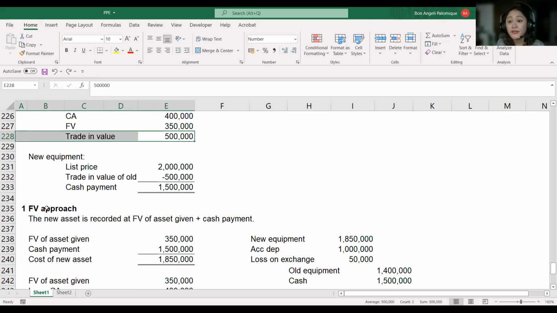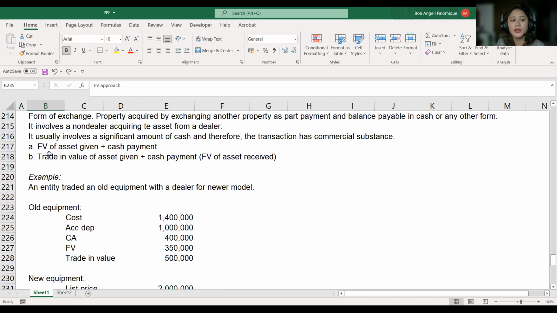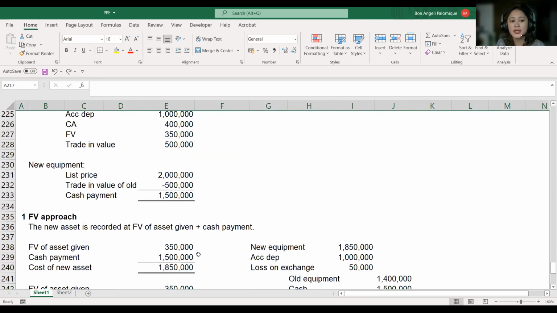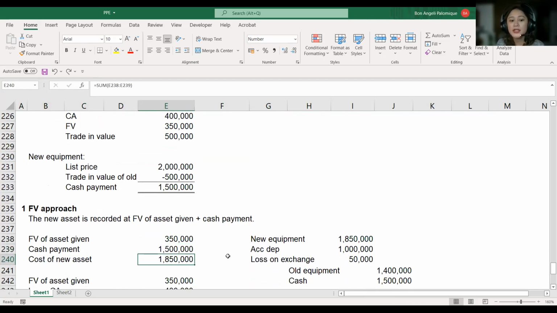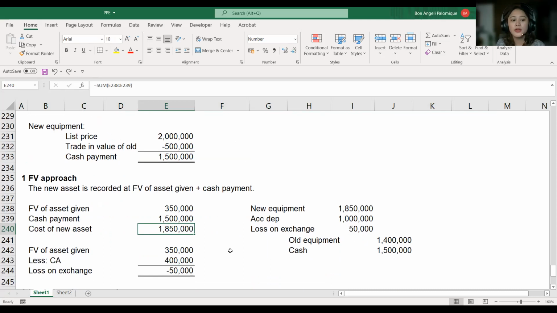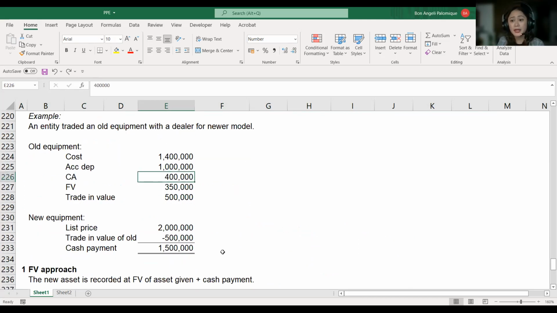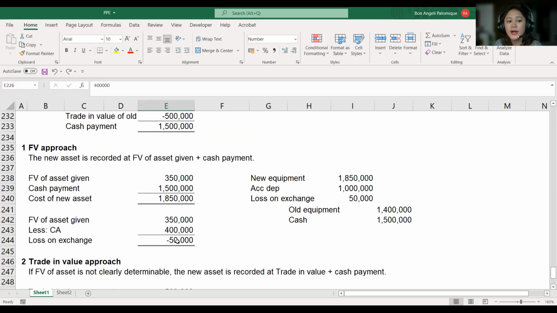So, paano kapag fair value approach ang ating gamit? Ang sabi, pag fair value approach, fair value of asset given plus cash payment. Fair value of asset na binigay ko is 350,000, yung old equipment. Magbabayad pa akong 1.5. So, ang cost sa akin ito is 1,850. Ngayon, dito may loss and gain kasi nga may commercial substance. So, yung fair value ng binigay ko, less yung carrying amount. Ang carrying amount pa sa libro. Pag nag-gain or loss ka, kailangan mo ng carrying amount. Yun din yung dahilan kung bakit sa no commercial substance, walang gain or loss kasi based on carrying amount siya. So, carrying amount less fair value equals 50,000 loss on exchange.